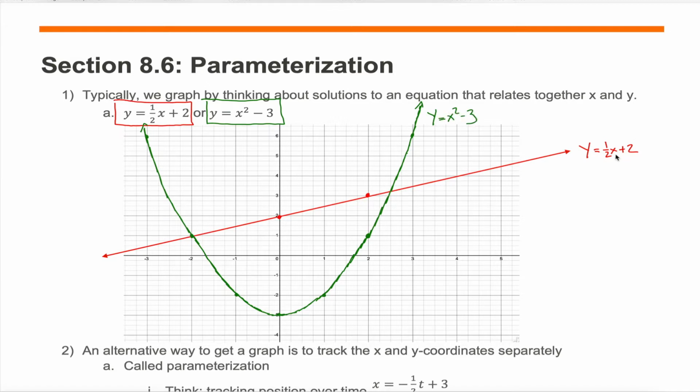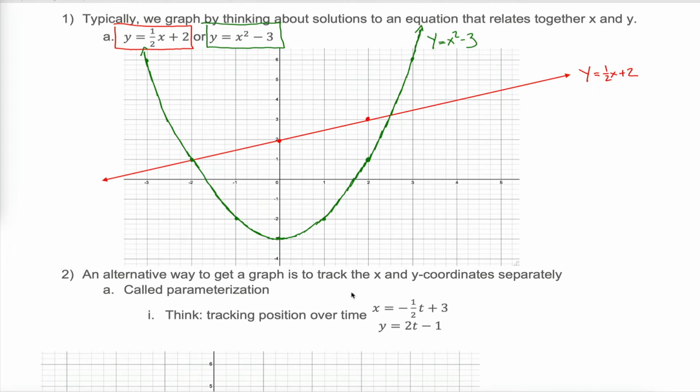And you're like, yeah, I know how to graph lines, and I know how to graph shifted parabolas. What's this have to do with parameterization? Well, the idea for parameterization is there's another way we can come up with graphs like this. Rather than having a single equation that relates together the x and the y coordinate, like we see in red here or in green here, I can have two separate equations, one that tells me what the x coordinate will be, and one that tells me what the y coordinate will be.